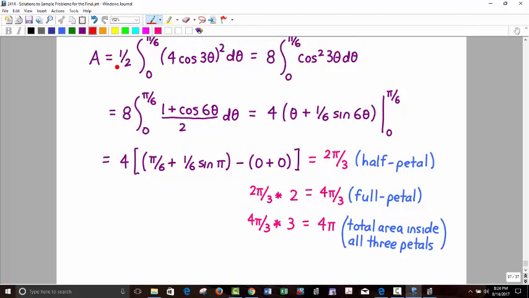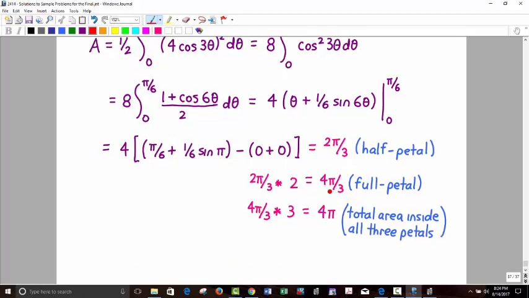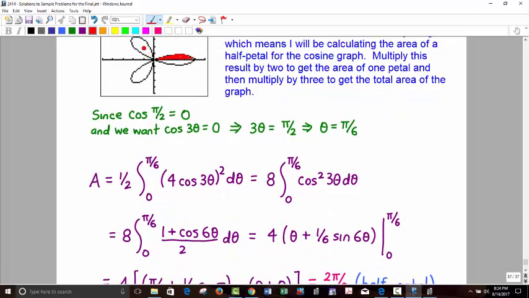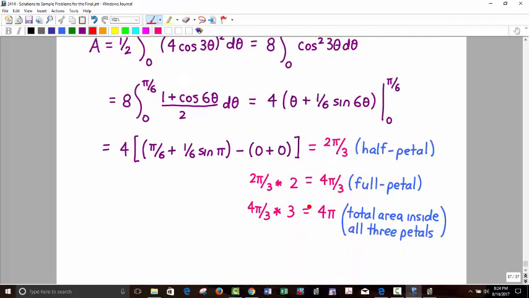If you don't put the 2 in the beginning like I did in my notes, you will have to multiply it by 2 right here. So 2 pi over 3 is not the correct answer. You have to multiply it by 2 to get 4 pi over 3. And then for some reason I threw in for this one, asking for all the 3-leaf rows, whatever. So the total area of all shaded regions would have been 3 times 4 pi over 3, which is 4 pi. I just put that in there to show you. Mainly it's finding inside one petal. And so the key answer here is the 4 pi over 3.